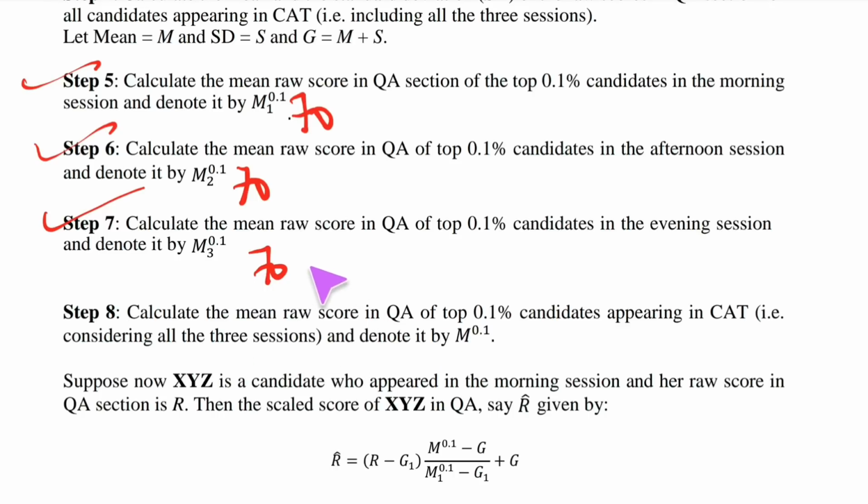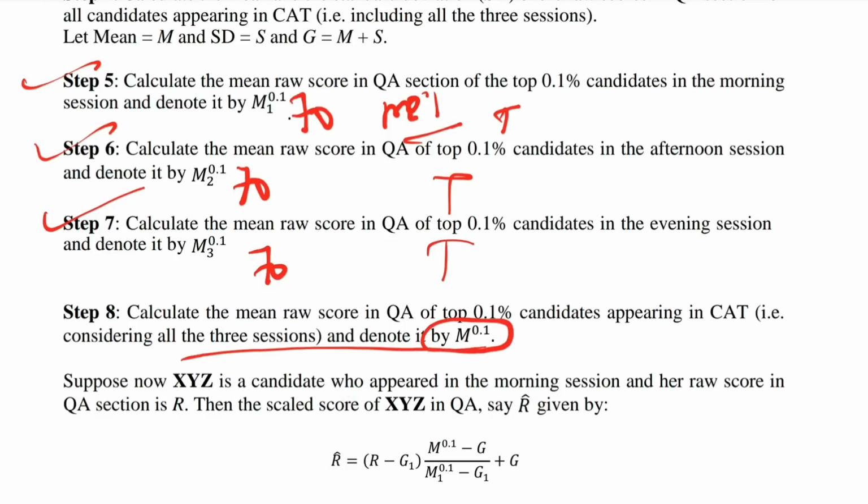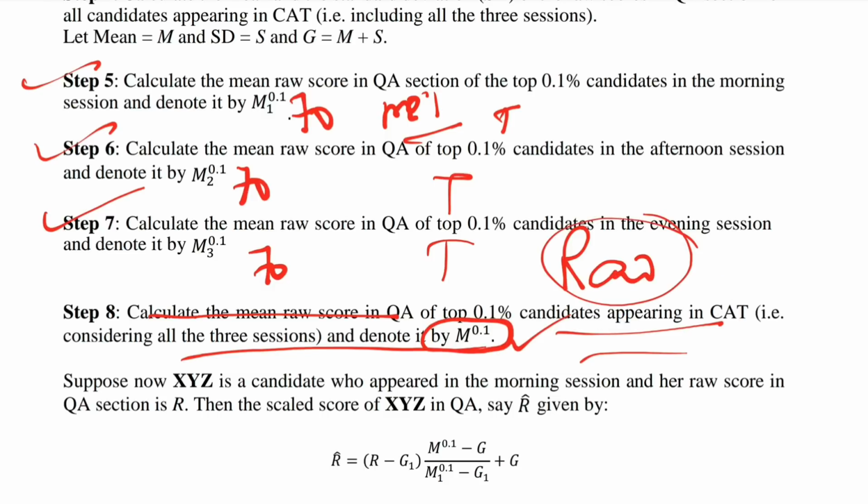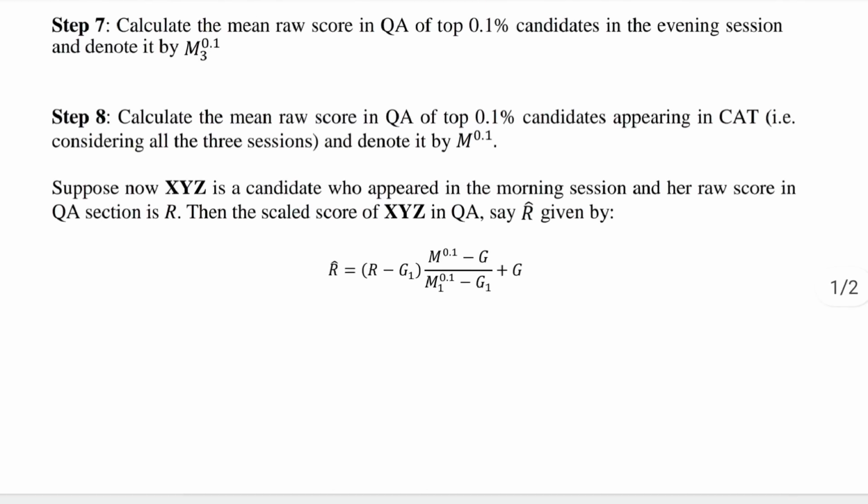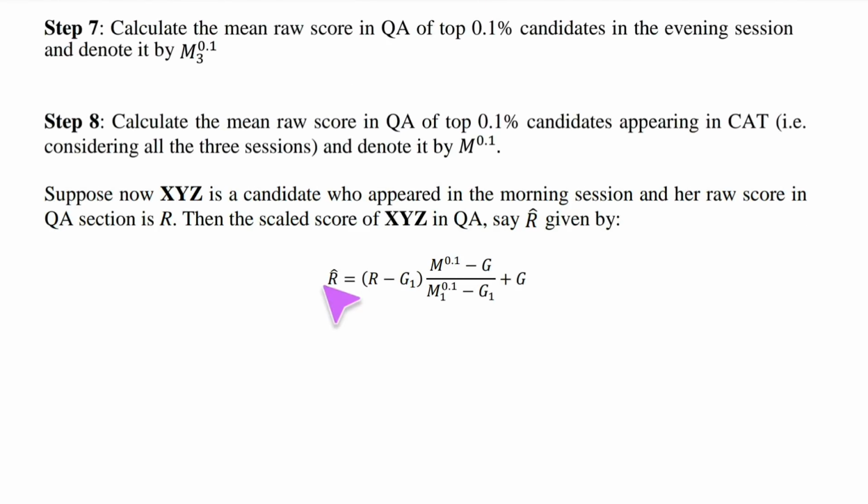So let's say M.1 is the topper score, and 0.1% is of all the batch, all the people who are giving the CAT, based on the raw score in a particular section. Let's talk about quant. Now comes the final part, how the scores are going to be normalized. This is the formula they are going to use.